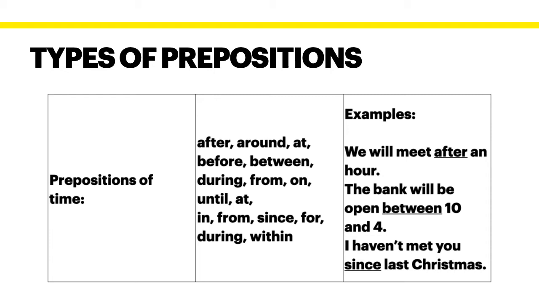Let us look at some examples. We will meet after an hour. It shows a time. When will we meet? After an hour. The bank will be opened between 10 and 4. Here it is showing between. The preposition between shows a range of time.